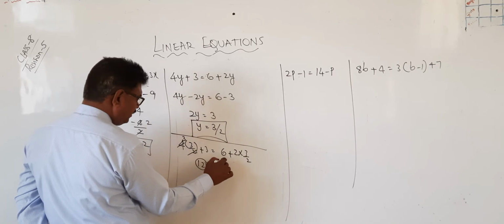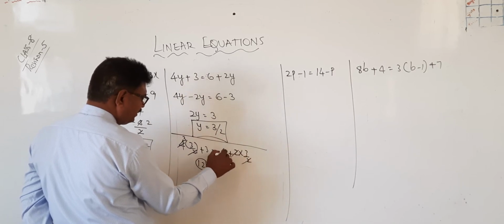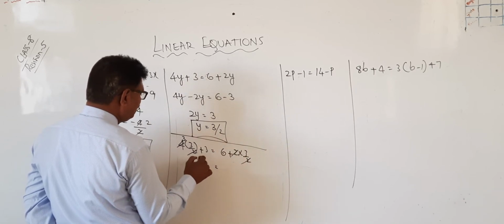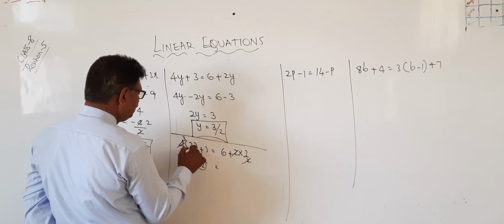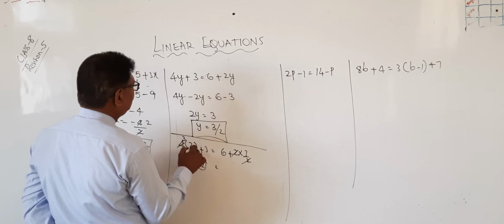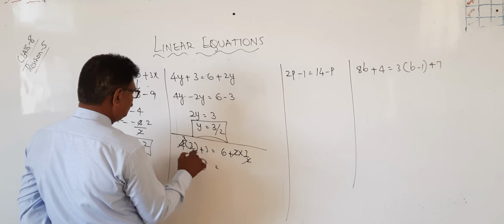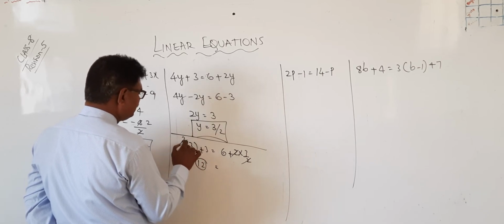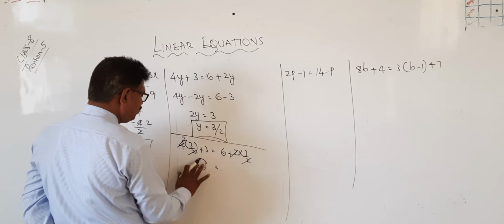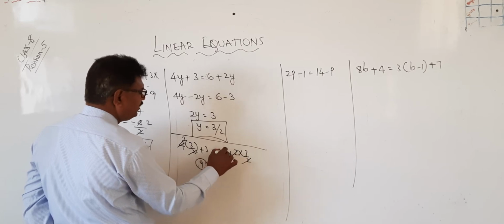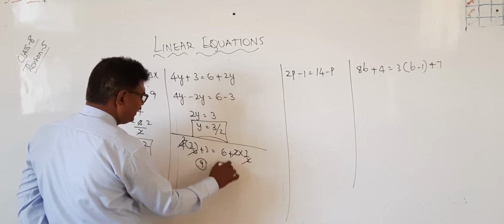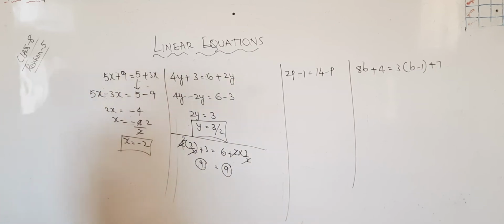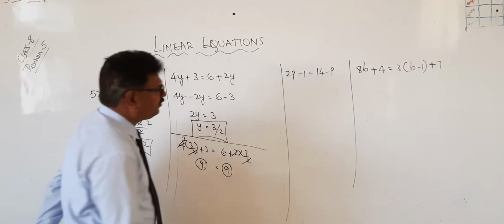Sorry, here what happened? 4 into 3 by 2, 2 2s are 4, 6. 6 plus 3, it is not 12, it is 9. Here also 6 plus 3 is 9. So both sides are equal. Now come here.